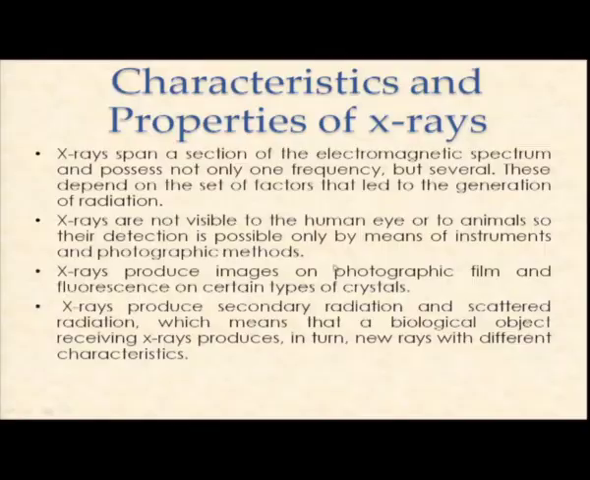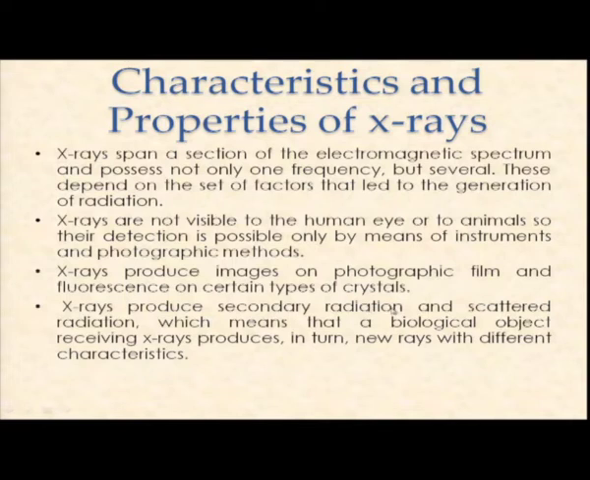X-rays span a section of the electromagnetic spectrum and possess not only one frequency but a band of frequencies. This band of frequencies depends on the set of electrons that lead to the generation of the X radiation. X-rays are not visible to the human eye or to animals, so detection of X-rays is possible only by means of instruments and photographic methods.